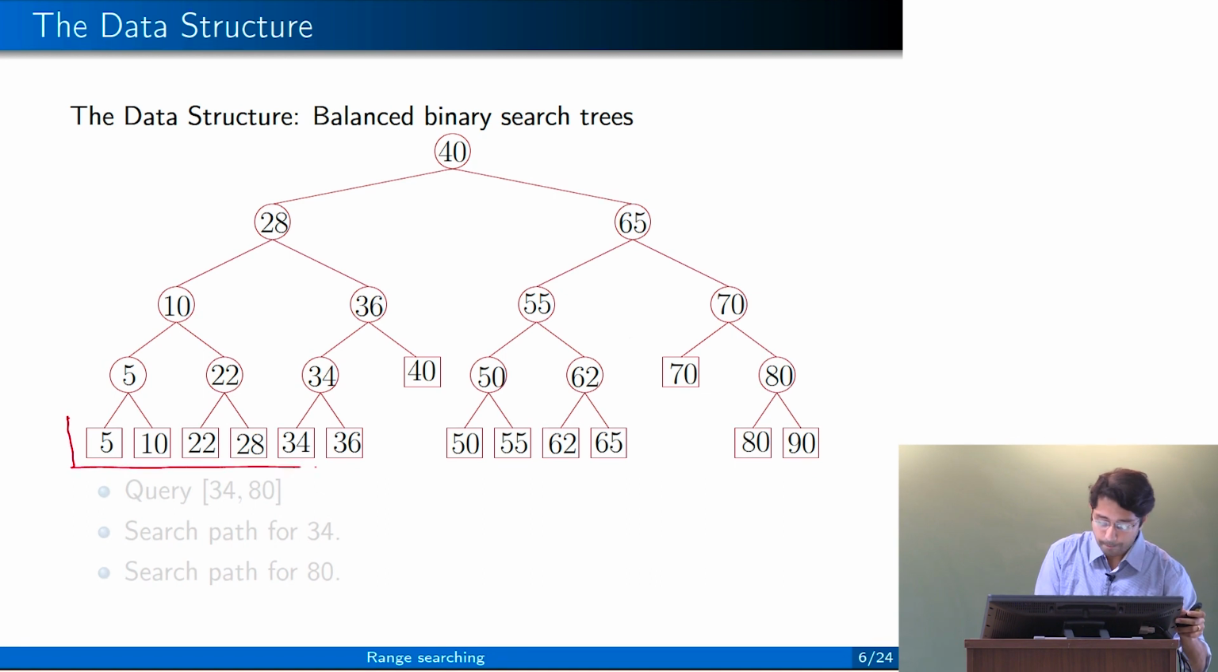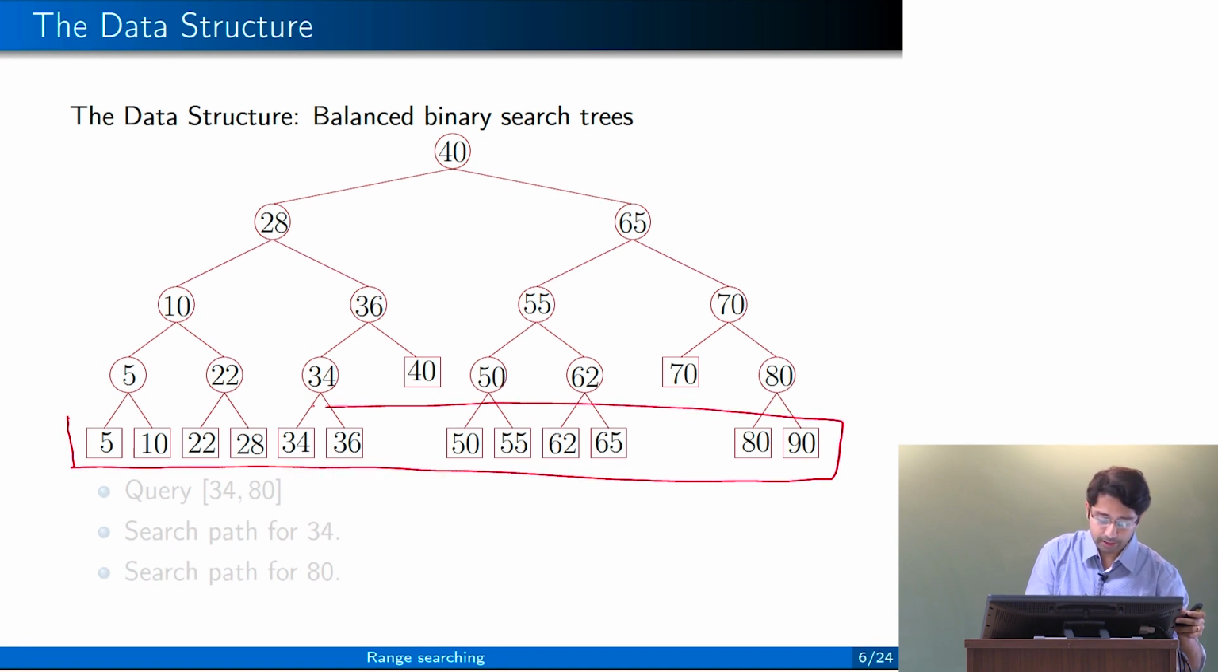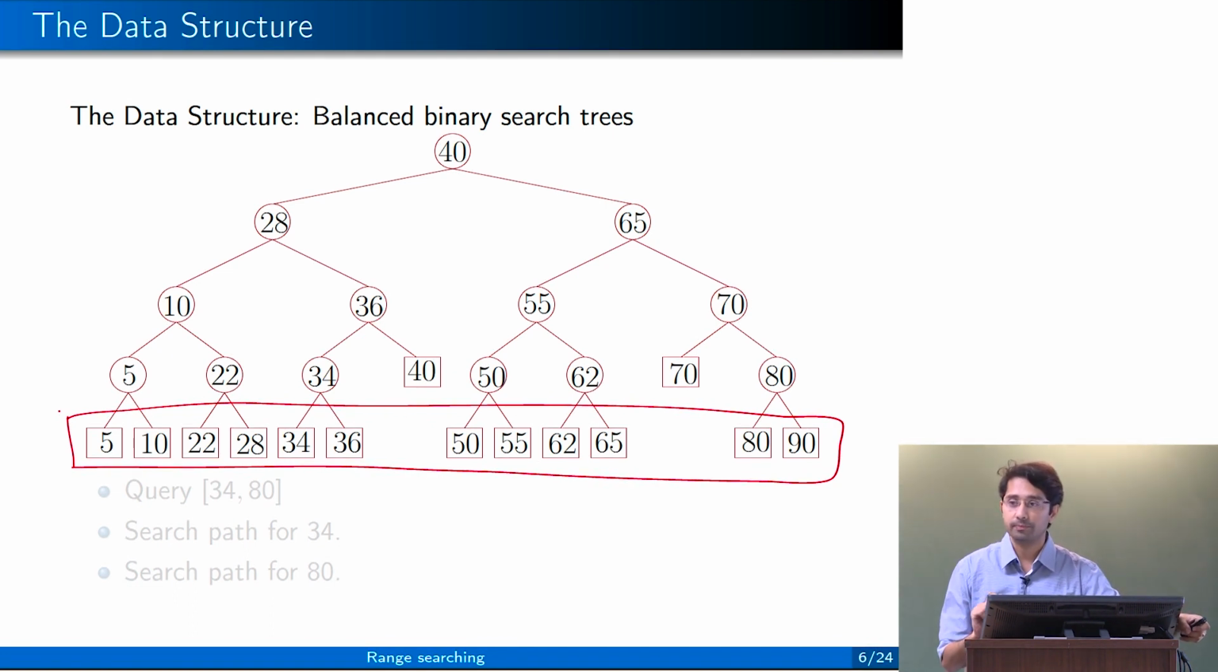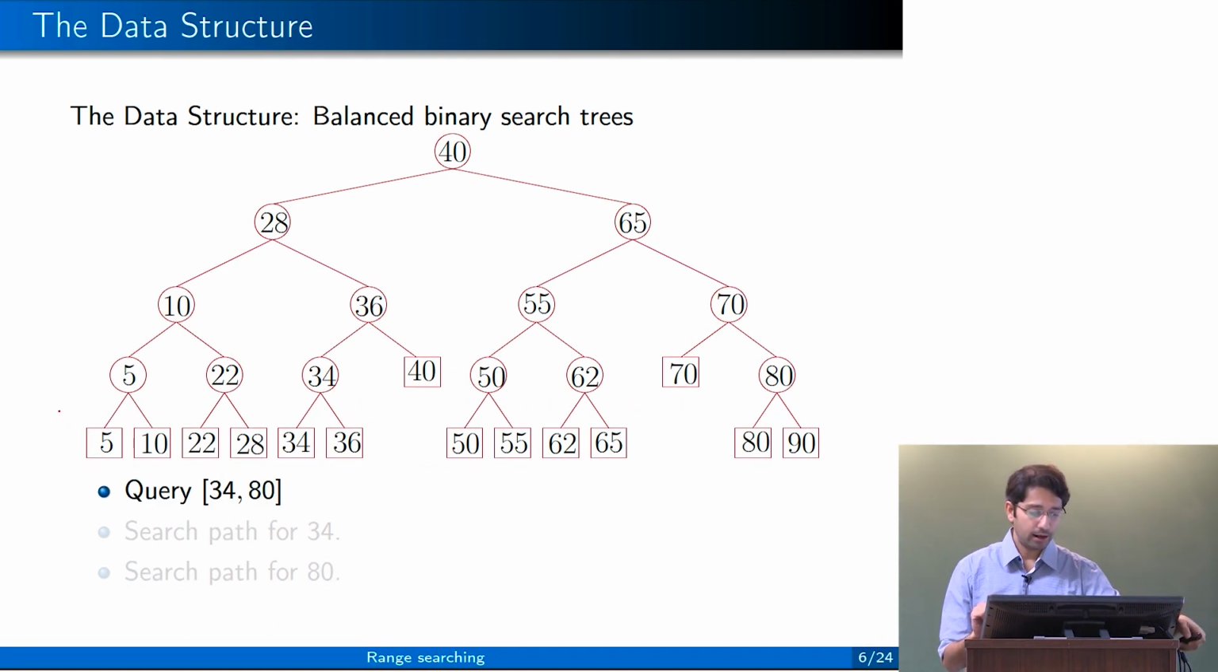So this is my given set of points, and I am looking for a range or query, suppose 34 to 80. What I will do, I will create a balanced binary search tree. The way we have created it earlier, it is the same way we will create a balanced binary search tree. And what does each internal node represent in this balanced binary search tree? It represents an interval.